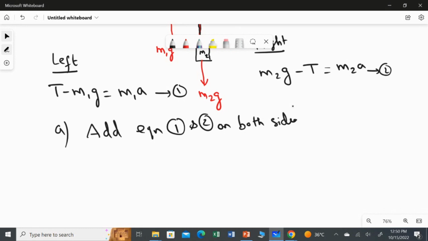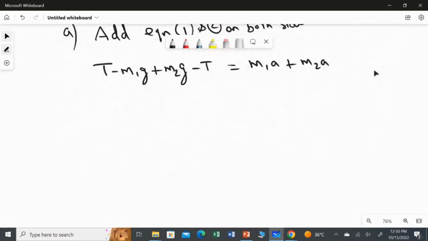So first of all, let's deal with the left hand side. T minus m1g plus m2g minus T, because I simply added, which is equal to the right hand side m1a plus m2a. Clear? And now you have to see here the tension gets cancelled, a positive value with a negative value.